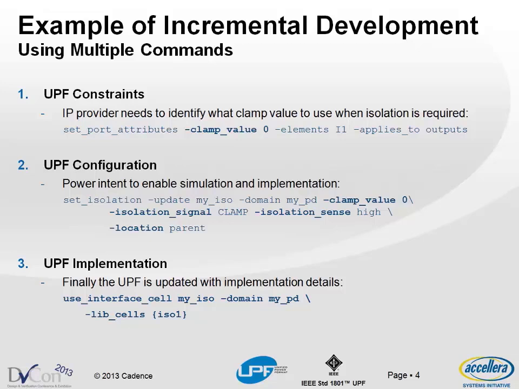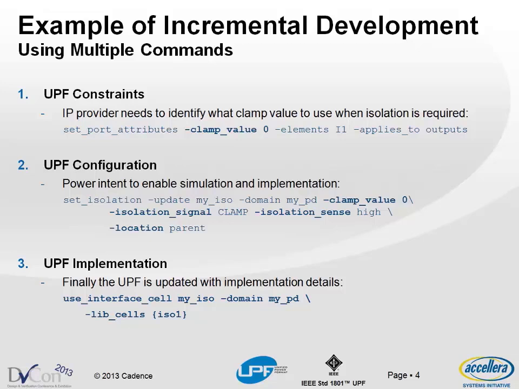constraint specification stage. And then at the next stage, using the configuration, you can use the isolation strategy command to specify the detailed information about control signal and what's the sense and the location. You need to specify value here. With this information now, if you have a verification tool, you can verify your intent here, how it matches up with your implementation rule or instructions.